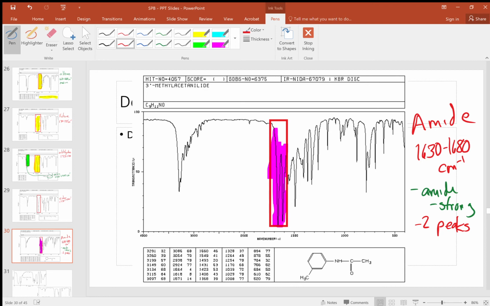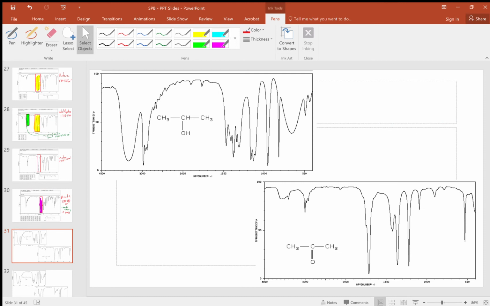So now we've started to get an idea of the types of peaks that we see, where those peaks show up. And after this, we'll start looking at some actual spectra. Before we do that, though, a couple points I want to re-emphasize.